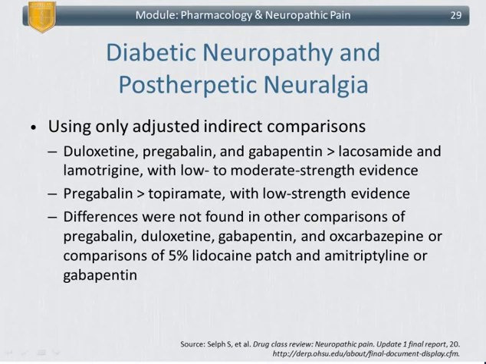Again, in these same 2 conditions, if you sort of put studies together and indirectly try to compare, we find that duloxetine, Lyrica, gabapentin work better than lamotrigine and lacosamide. Pregabalin seems to work better than topiramate, which is Topamax. Differences were not found when we did these other comparisons.